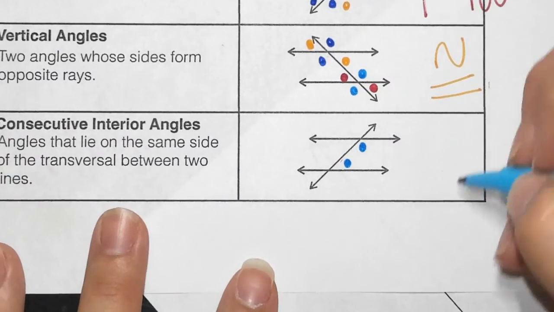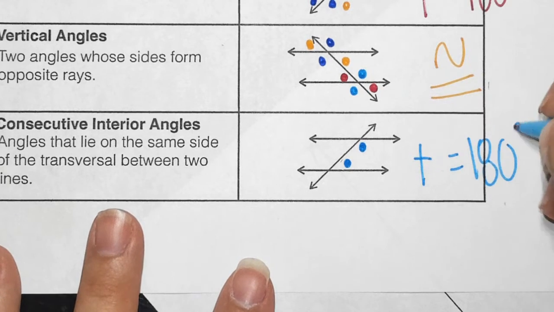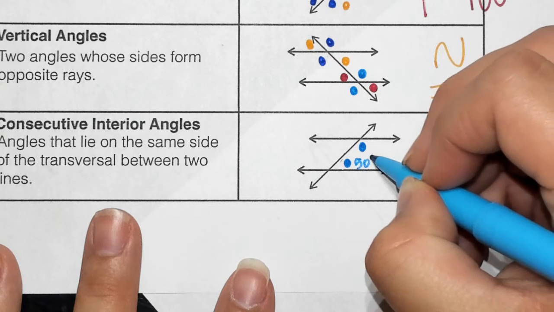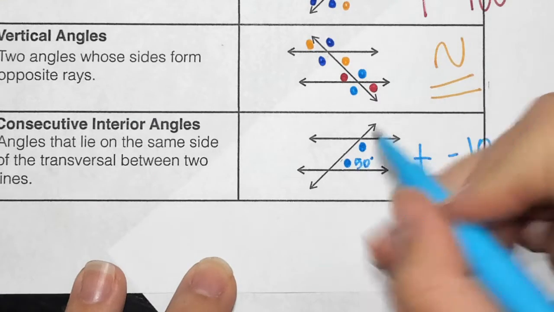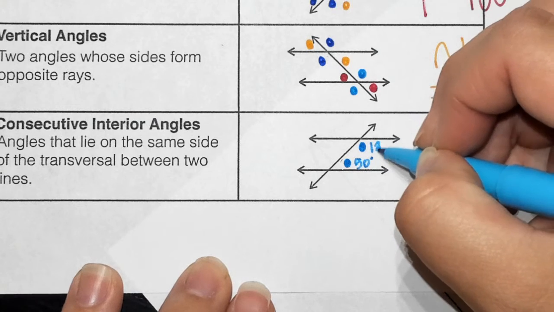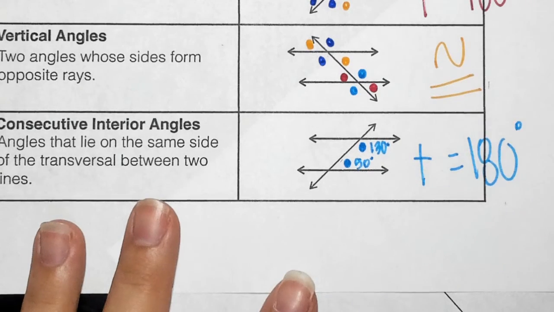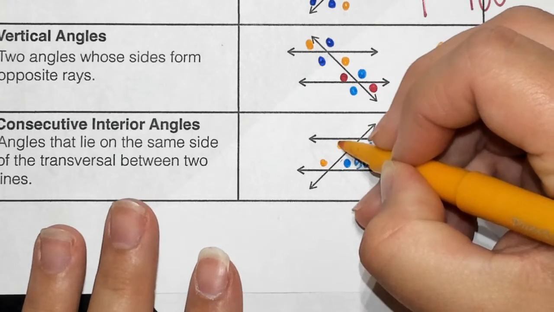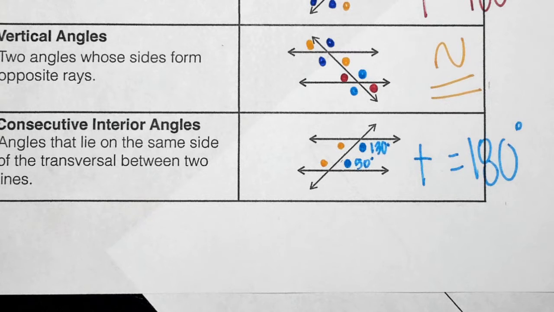Now the relationship between these add to equal 180 degrees. So if this one is 50 and I know they're consecutive and they have to equal 180, then this one is 130. They're consecutive. There's also one other pair that's consecutive, this one and this one. So together they equal 180.